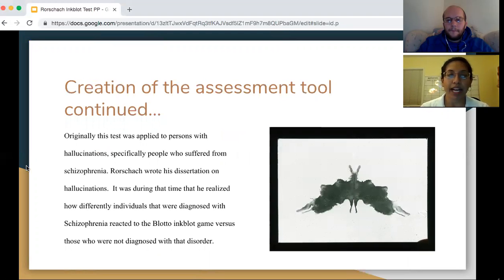Originally, this test was applied to persons with hallucinations, specifically people who suffered from schizophrenia. Rorschach wrote his dissertation on hallucinations. It was during that time that he realized how differently individuals that were diagnosed with schizophrenia reacted to the Blotto Inkblot game versus those who were not diagnosed with that disorder.